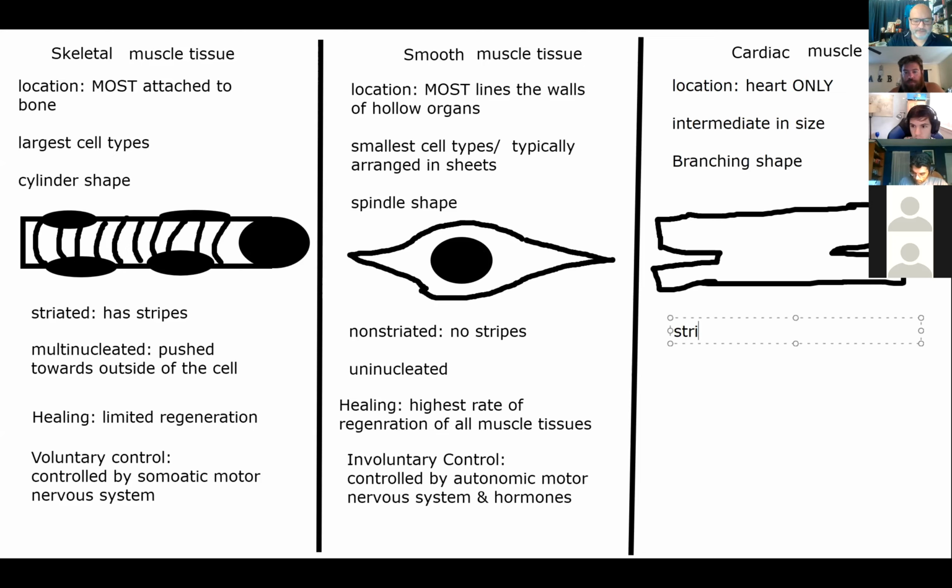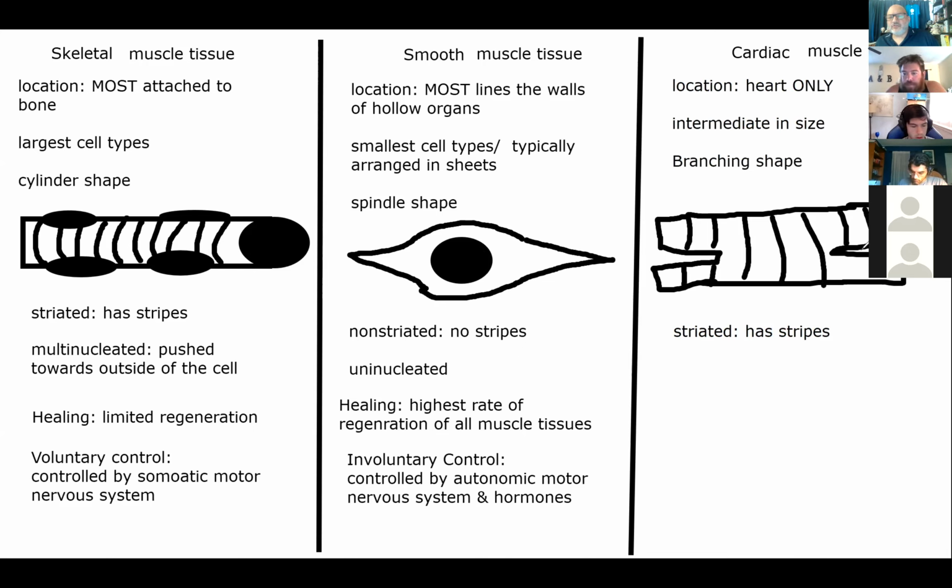Cardiac muscle is striated, meaning that it has stripes. That same arrangement of proteins in it that skeletal muscle has, meaning it is going to use a very similar method of contraction to what skeletal muscle does. But like smooth muscle, it is also uninucleated. So it has a big, large, centrally located nucleus.